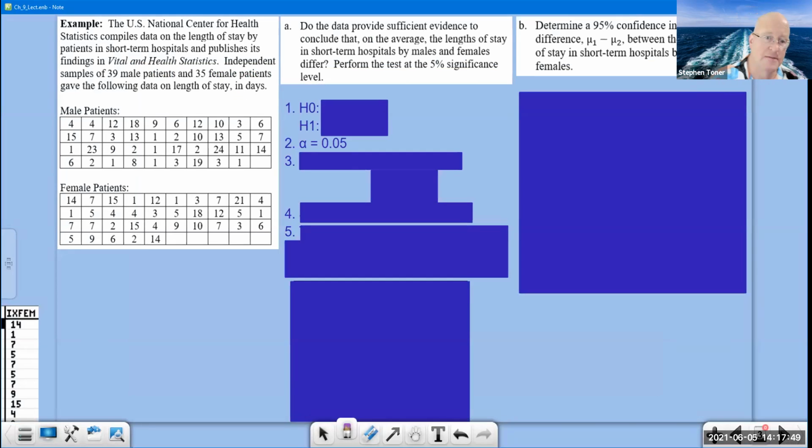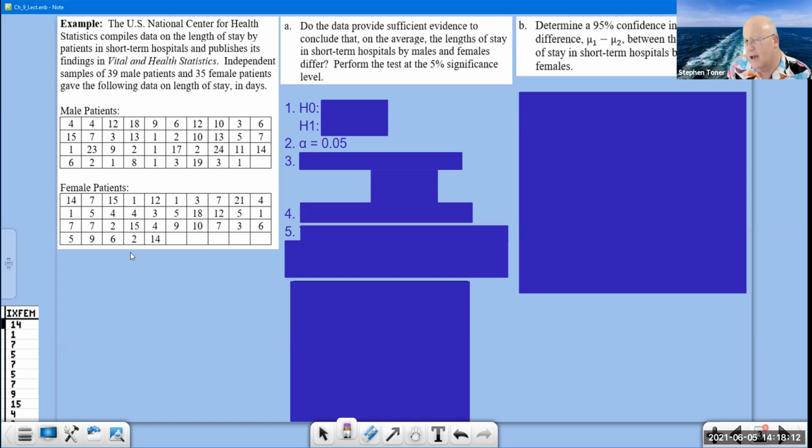Okay, let's dive into our first problem, and you can see that there's a whole lot of data to type in on this problem. So you might want to pause this video right now and just type in all these male patient data into list 1 and the female patients into list 2. So I'll wait here for you to pause and do this.